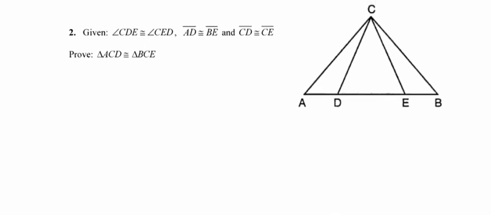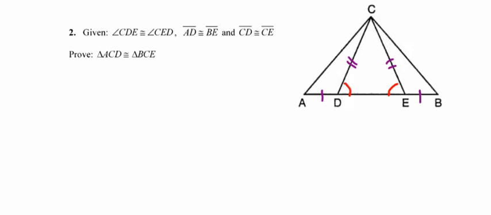In number 2, we're given that angle CDE is congruent to angle CED. So let me move carefully to the picture and find those two angles. We're told that segment AD is congruent to segment BE. And we're told that segment CD is congruent to segment CE.